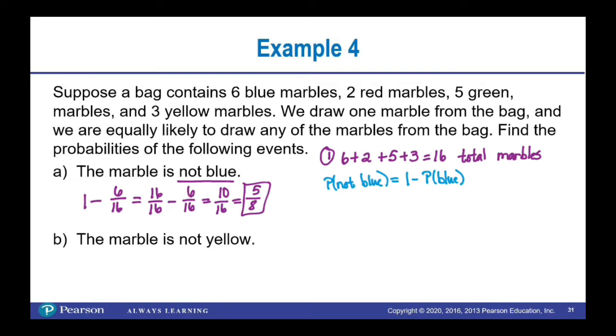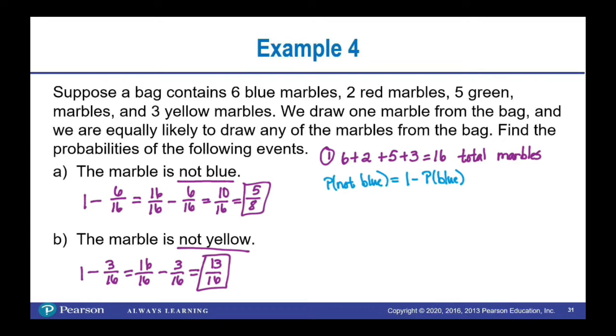Now look at part B, the probability of not yellow. So this would be 1 minus, there are 3 yellows out of 16 total. Again, our common denominator would be 16, and 1 is 16 over 16. When we subtract, we get 13 out of 16 for our probability.